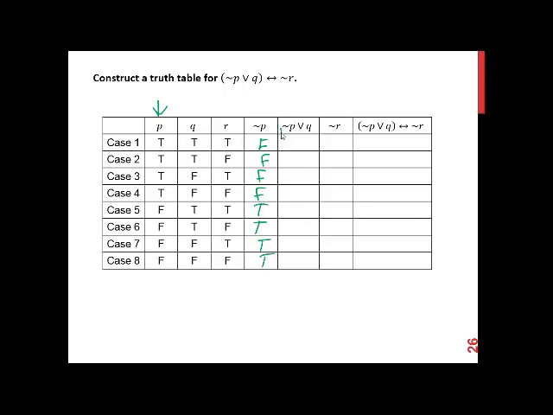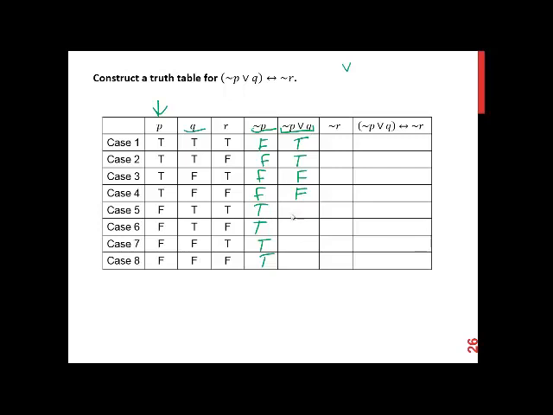Alright, our next column is going to be looking at not P, and it's going to be looking at Q. And again, this is our OR statement, meaning if either one is true, this is true. So in our top one, Q is true. In our next one, Q is true. In our next one, neither one is true, so this is false. In the next one, neither one is true.